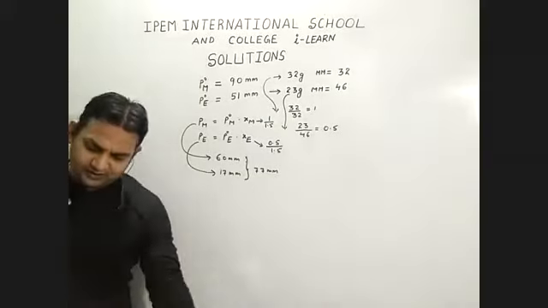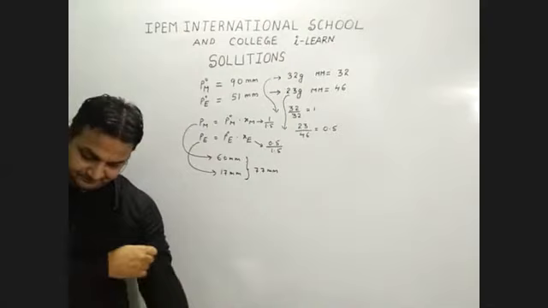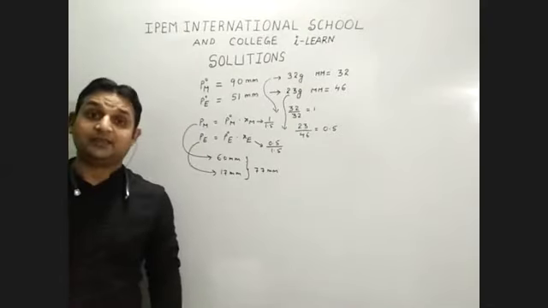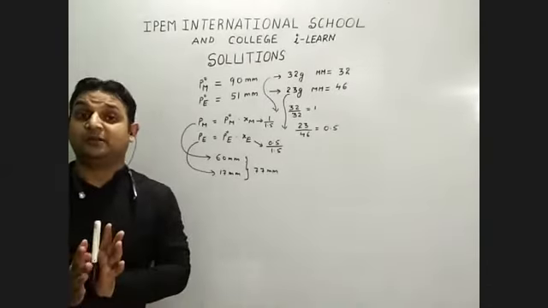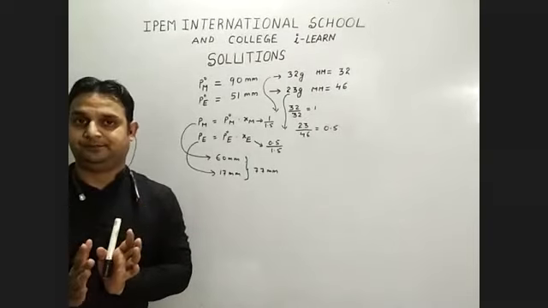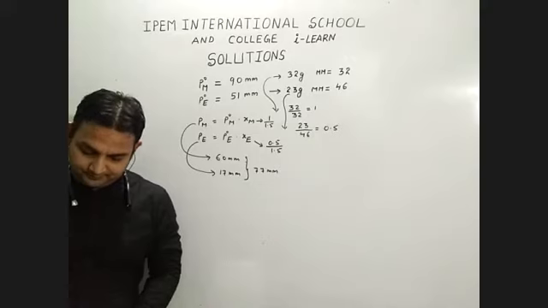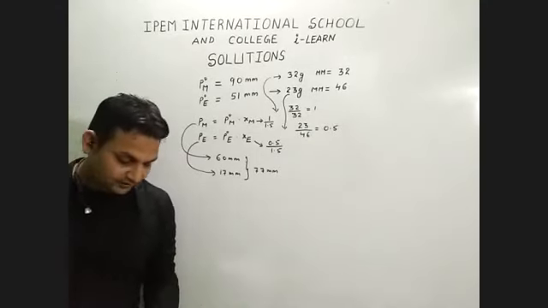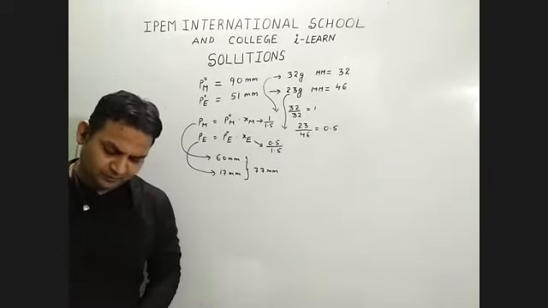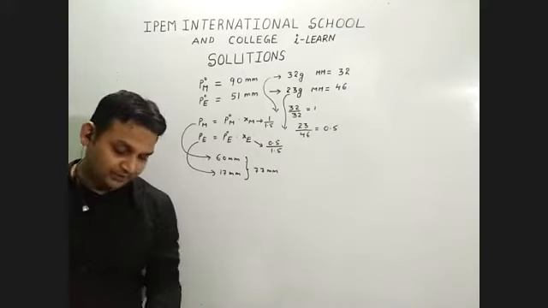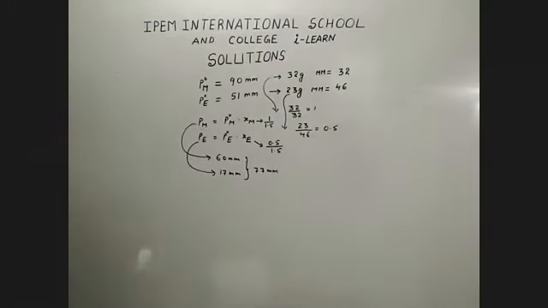Done. So all these are very easy questions. You just have to know the concept of how to do it. Now you can do it. How many are left now? 2.36, 2.37, 2.38, 2.39. Four more questions are there.